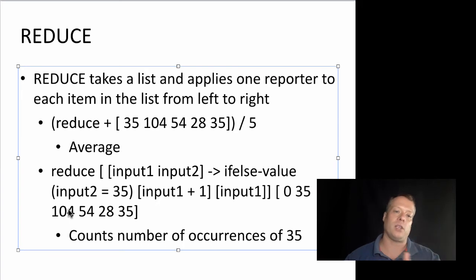And then input 1 is always the sum of the result of the input 1 calculation. So it's going to be 1, and now 104 isn't, so it's going to be 1, and 54 isn't, so it's going to be 1, 28 isn't, so it's going to be 1. And then 35 comes along again, and it's going to do input 1 plus 1 and get 2. So this essentially counts the number of occurrences of the number 35, right?